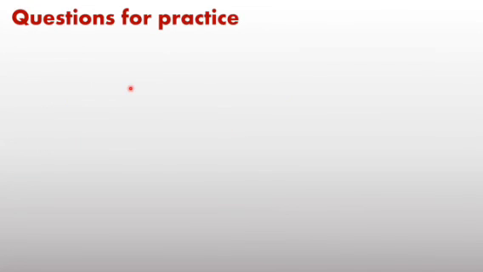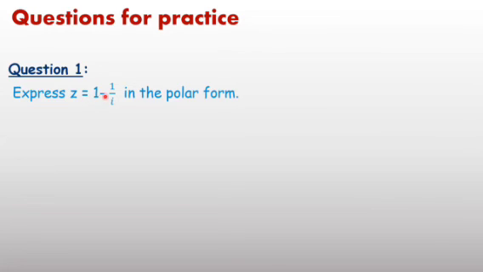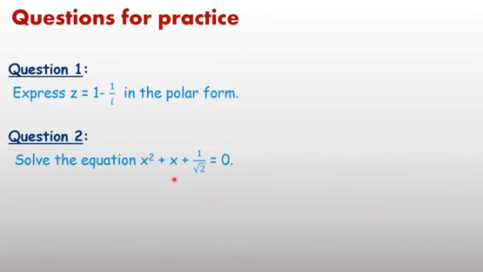Now some questions for practice. In the first question you have to express z equal to 1 minus 1 upon i in polar form. In the second question you have to solve this quadratic equation. For solving it, an easy process is first to multiply the whole equation by root 3, after that apply Sridharacharya formula. And third question, you have to find the argument of the complex number minus 1 minus i. So these three questions you have to solve and complete the answer.